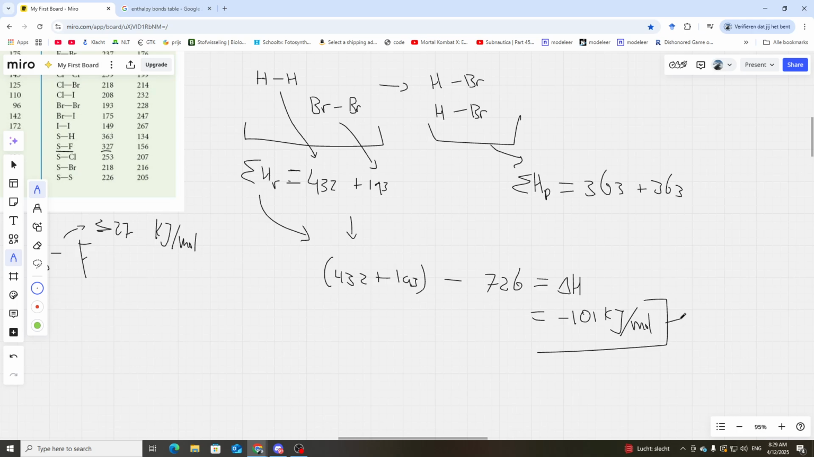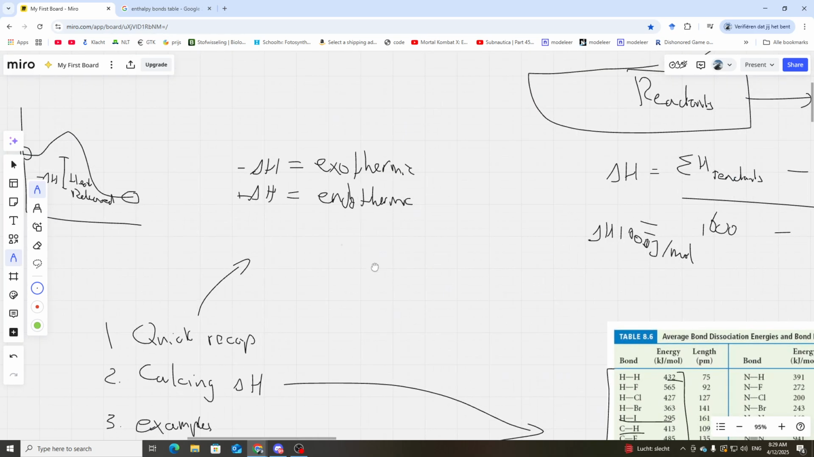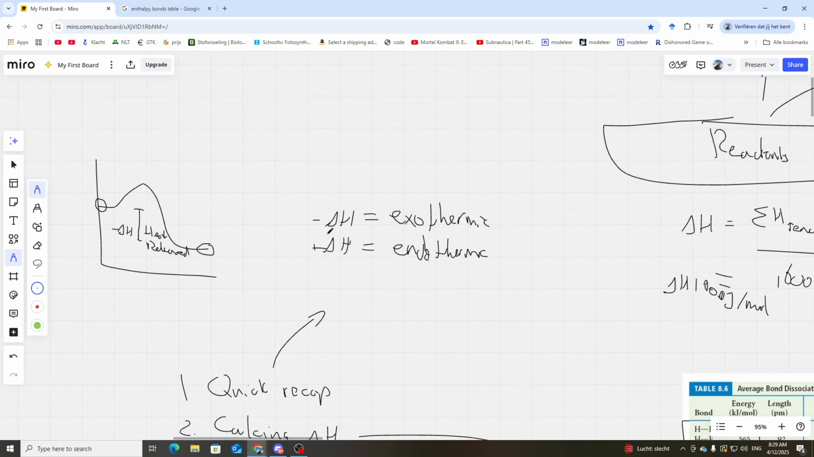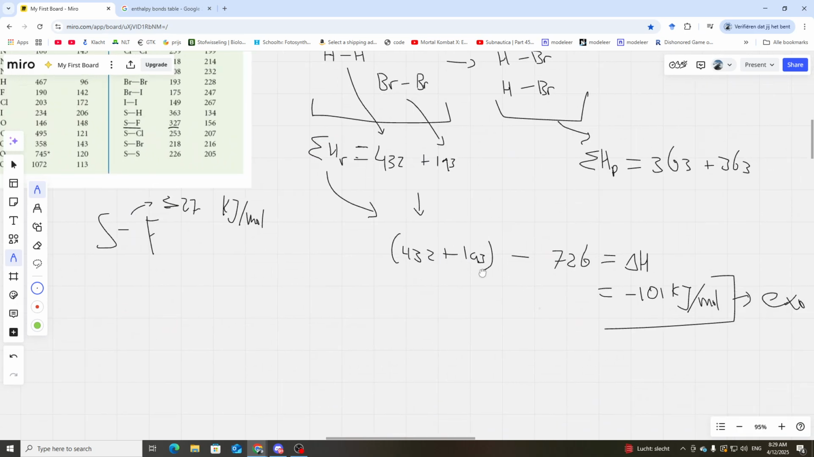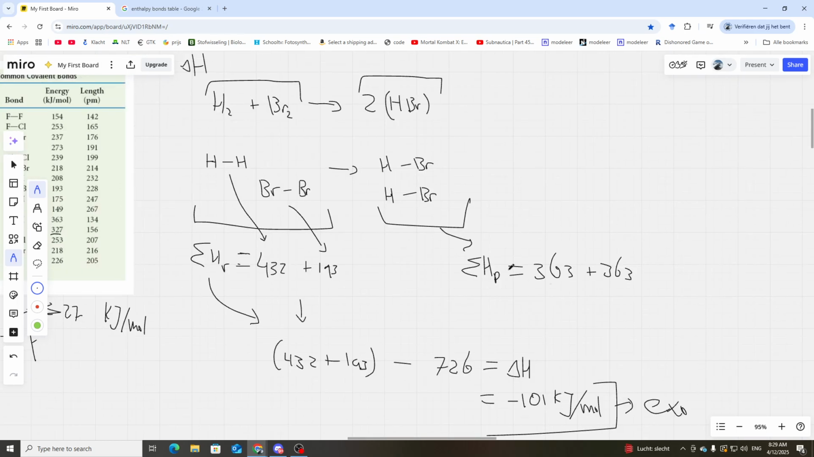Yippee! And now what can I say about my reaction? Is it endo or exothermic? It is exothermic. Because if we remember, a negative delta H means that it's exothermic. And here we calculated a negative delta H. Cool. Let's do another example.